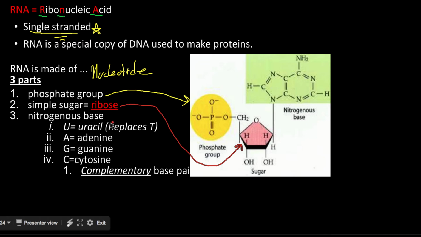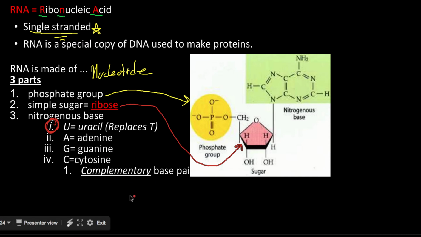The next biggest difference is the nitrogen-containing base. DNA had A's, T's, C's, and G's. RNA has A's and G's and C's, just like DNA, exactly the same. The biggest difference is that the thymine molecules don't exist in our RNA, and then that we have this base called uracil, which replaces a T, and we'll see where that comes into play.